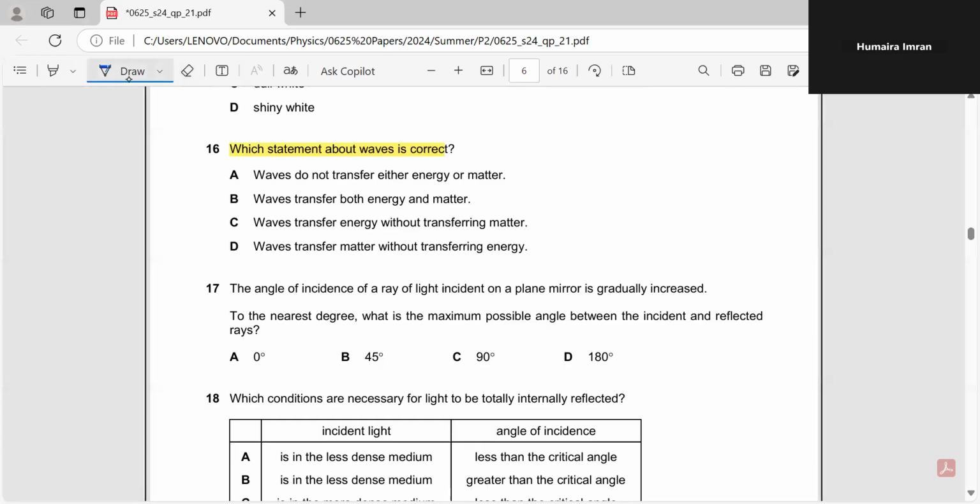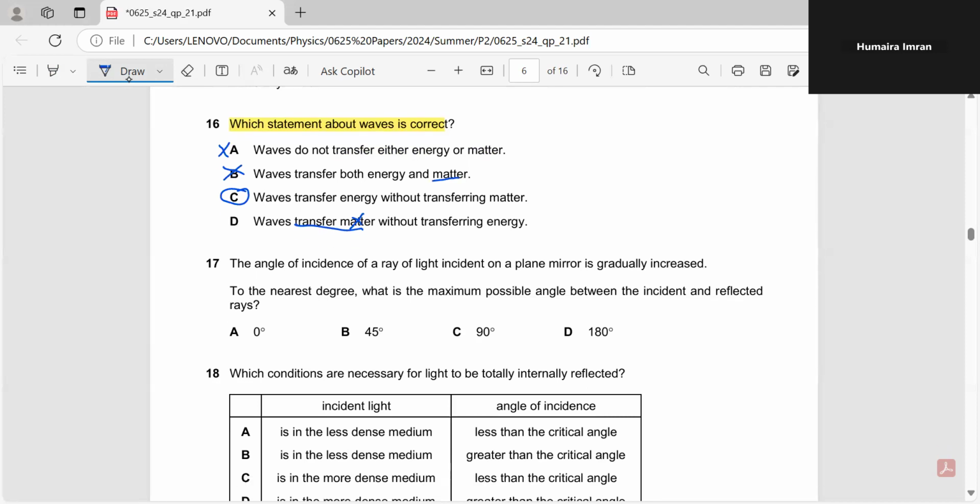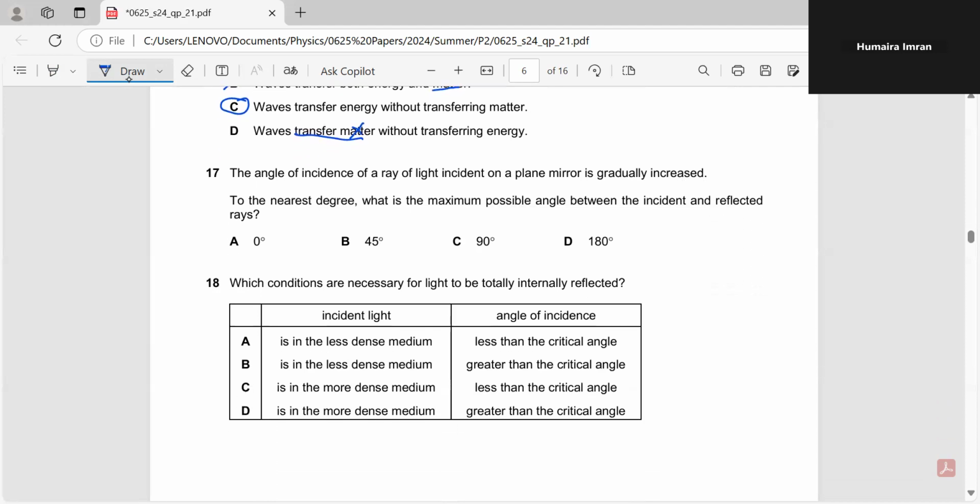So in A option, they're saying waves do not transfer either energy or matter. It's totally wrong. Waves transfer both energy and matter. Again, they are saying that they are transferring the matter, which is the wrong option. Waves transfer energy without transferring matter. Yes, this one is our best option. Waves will not transfer the matter. They will just transfer the energy.